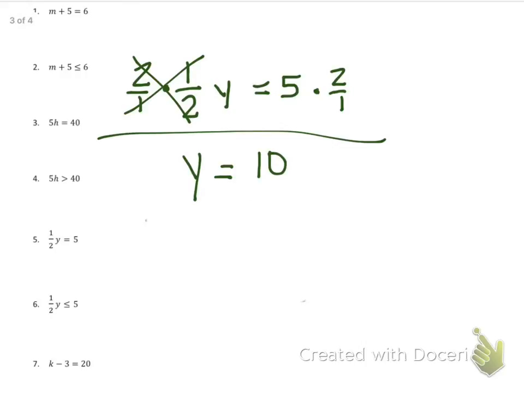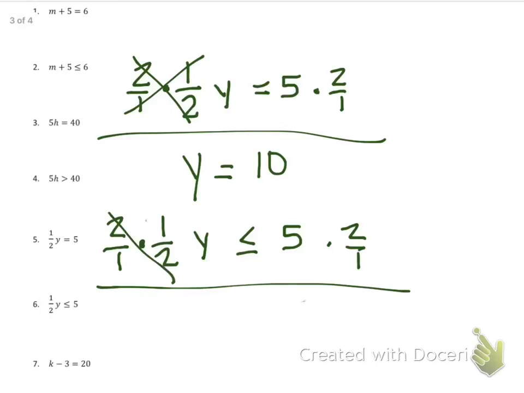Okay, number 6, 1/2 y is less than or equal to 5. Normally I would divide by 1/2, but I can't divide by a fraction, so I'm going to multiply by reciprocal, yes. So I'm going to multiply both sides by 2 over 1. The 2's cancel, the 1's cancel. I get y is less than or equal to 10. I didn't multiply by a negative reciprocal. I didn't divide by a negative, so I don't have to flip the sign. It stays the way it is.